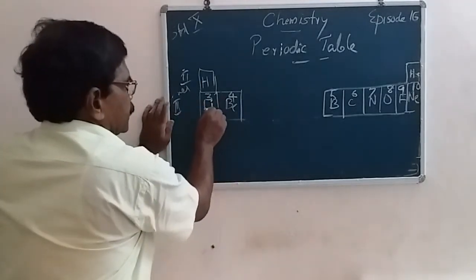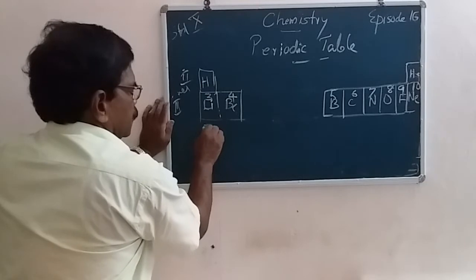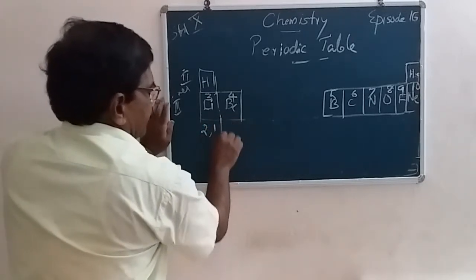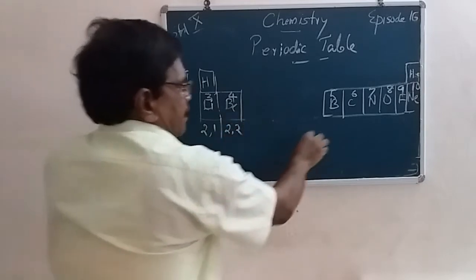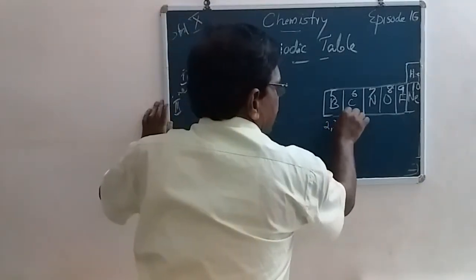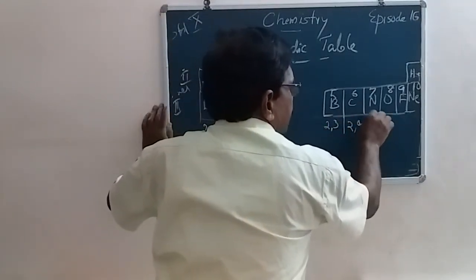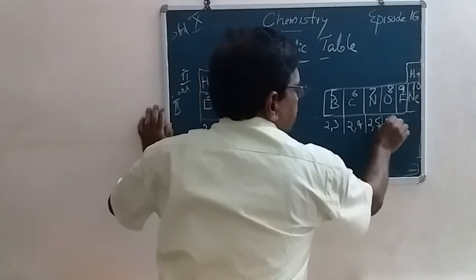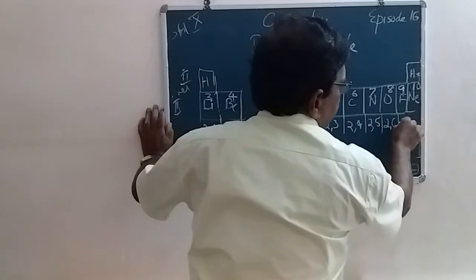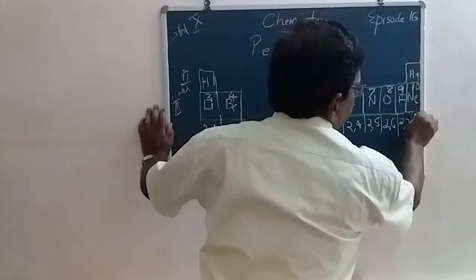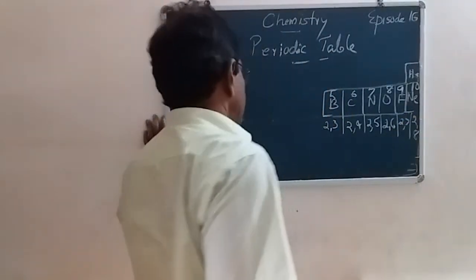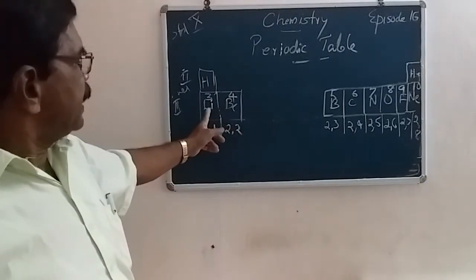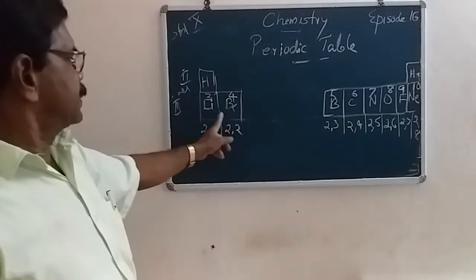Therefore, the electronic configuration of lithium is 2, 1. And beryllium 2, 2. Boron 2, 3. Carbon 2, 4. Nitrogen 2, 5. Oxygen 2, 6. Fluorine 2, 7. And neon 2, 8. This is the electronic configuration of the second period elements.